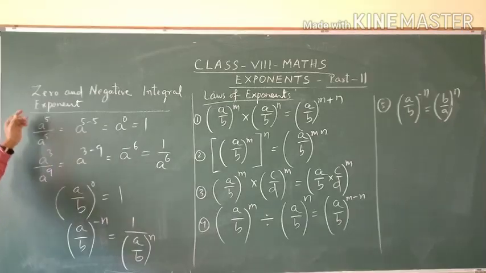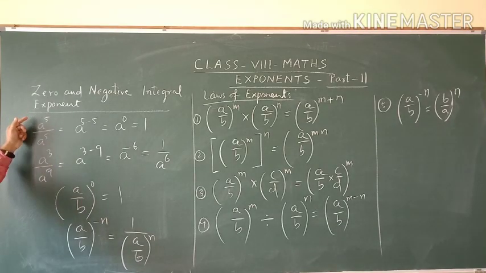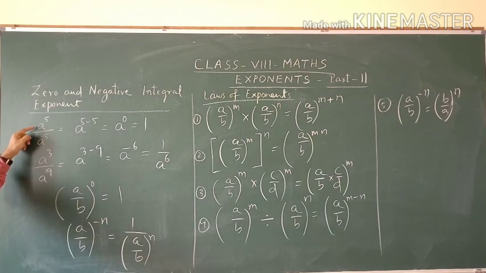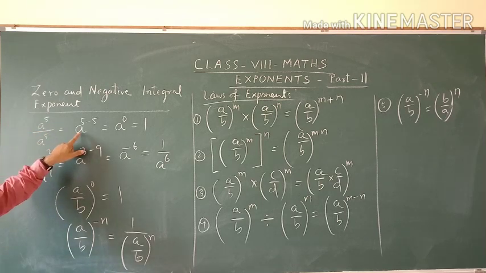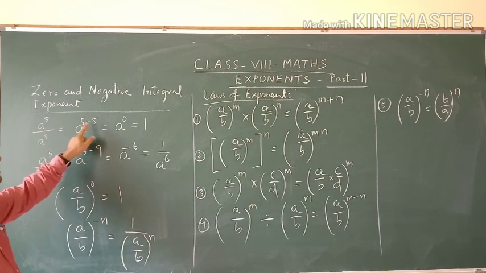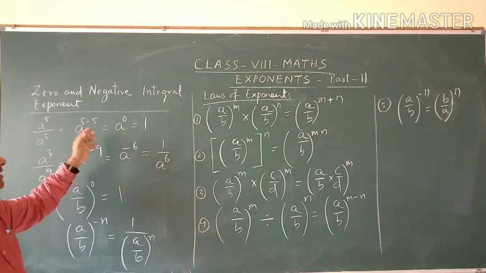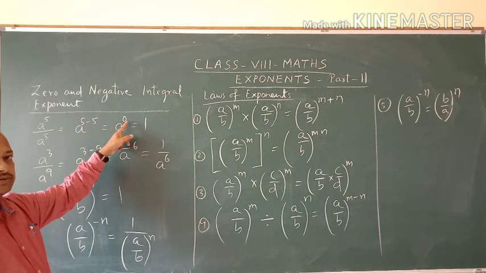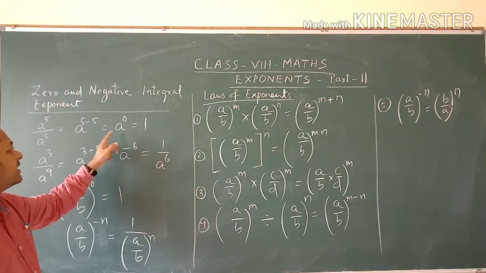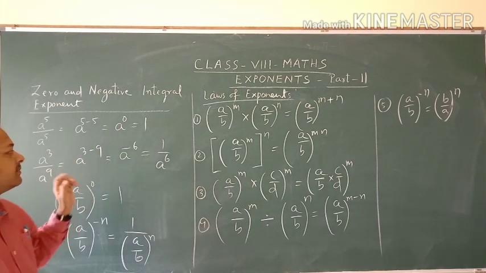So first, see here: zero and negative integral exponent. What do we mean by zero and negative integral exponent? If a base is a and the power is 5, and the numerator and denominator both have the same base, we can write the base a with power 5 in both, and 5 minus 5 will be 0. In any case where the power is 0, the answer will be 1. So a to the power 0 equals 1, remember it.